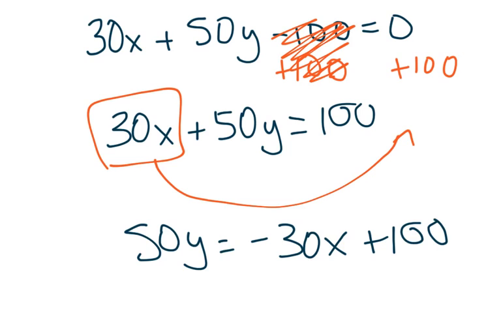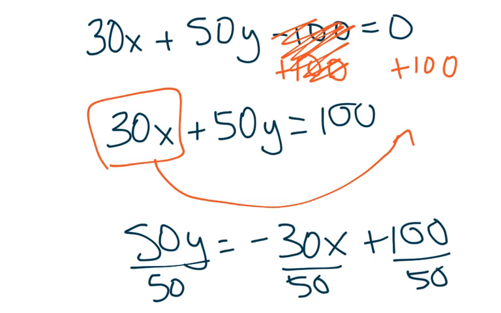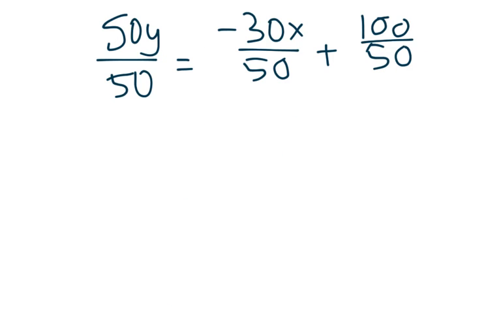Now that I'm to this point, I have to divide everything by 50. So I divide this by 50, and by 50. So it looks like it's actually going to reduce pretty well. I'm going to give myself some space. Alright, the first thing that we should do is cancel out these 50s. They're not there anymore. So we have y equals.